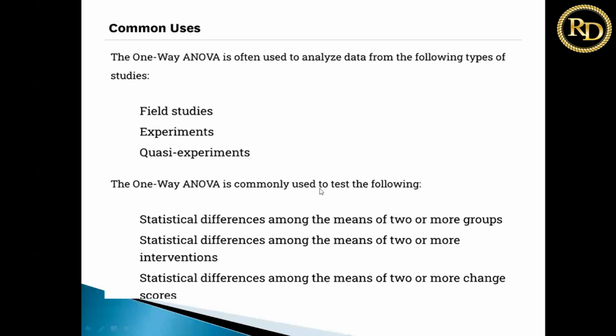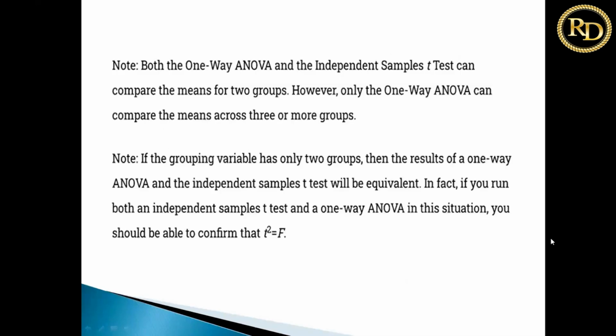One-way ANOVA is commonly used to test the statistical difference among the means of two or more groups, the statistical difference among the means of two or more interventions, and the statistical difference among the means of two or more change scores. We can also perform this ANOVA for two-group testing, because the independent sample t-test is a particular case of ANOVA. If we use only two groups, then this ANOVA will reduce to the independent sample t-test.